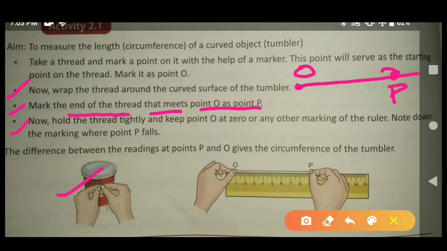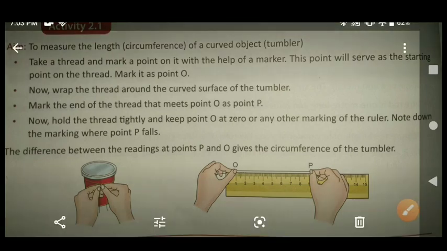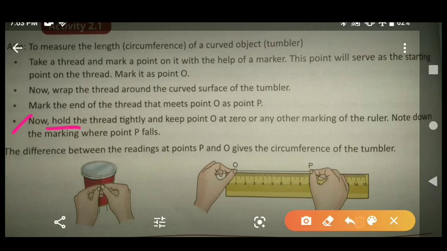Now hold the thread tightly and keep point O at 0 or any other marking of the ruler, and note down the final reading.